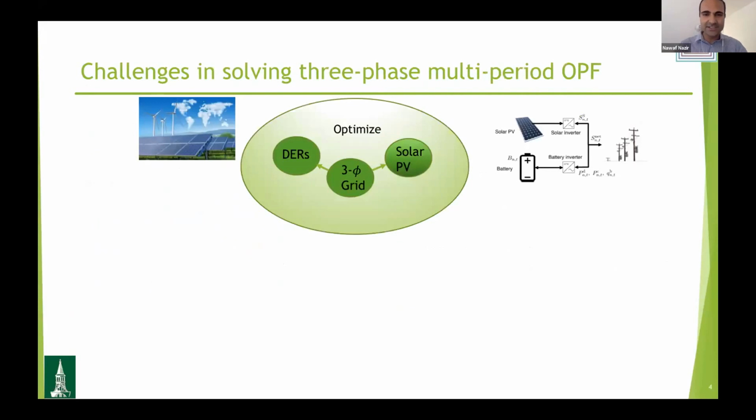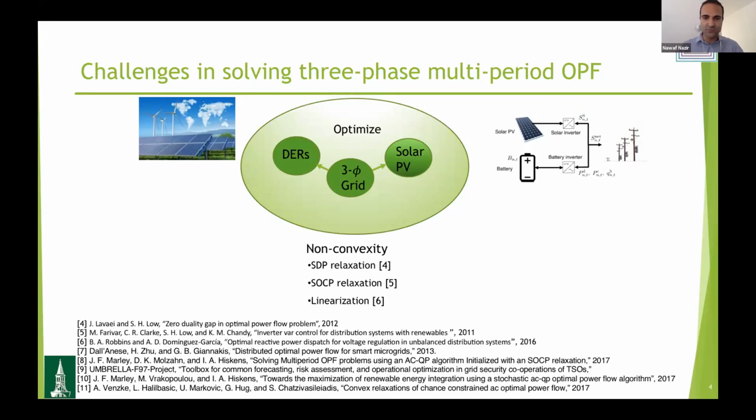In this slide, I'll just highlight the challenges that we encounter when solving three-phase multi-period OPF. We have a distribution network, and in this case, we have distributed energy resources, or DERs. We have solar PV, and then we have a three-phase grid. The power flow equations that relate the variables in a three-phase grid are nonlinear, which makes the optimization problem non-convex. There has been work in the literature, such as in 4, 5, and 6, that deal with this non-convexity using some kind of relaxation, such as SDP, SOCP, or some kind of linearization techniques.